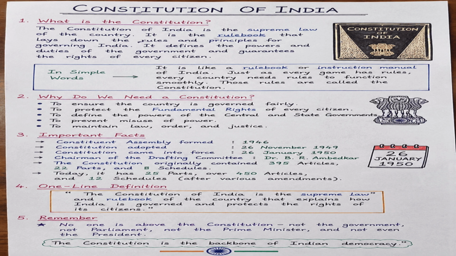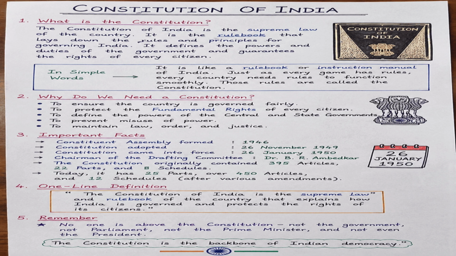The golden rule is that the Constitution is above everyone, not the prime minister, not the president, not Parliament, not the Supreme Court also. Everyone must work according to the Constitution. How could you define the Constitution in one line and in the easiest way? So let's see. The Constitution of India is the supreme law and the rule book of the country that explains how the nation will be governed, what powers the government has, and what rights and duties every citizen has.